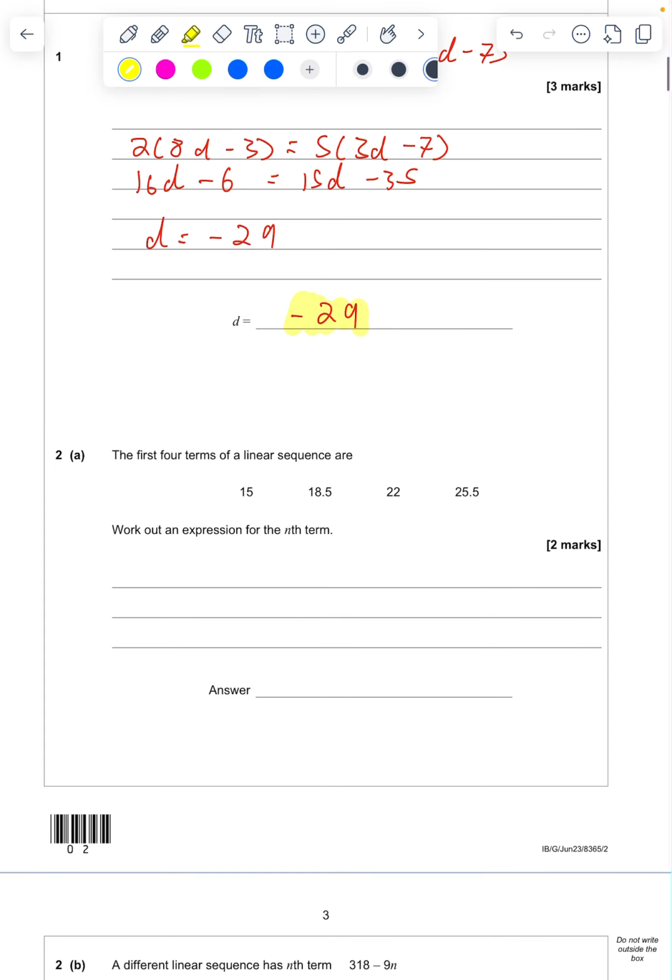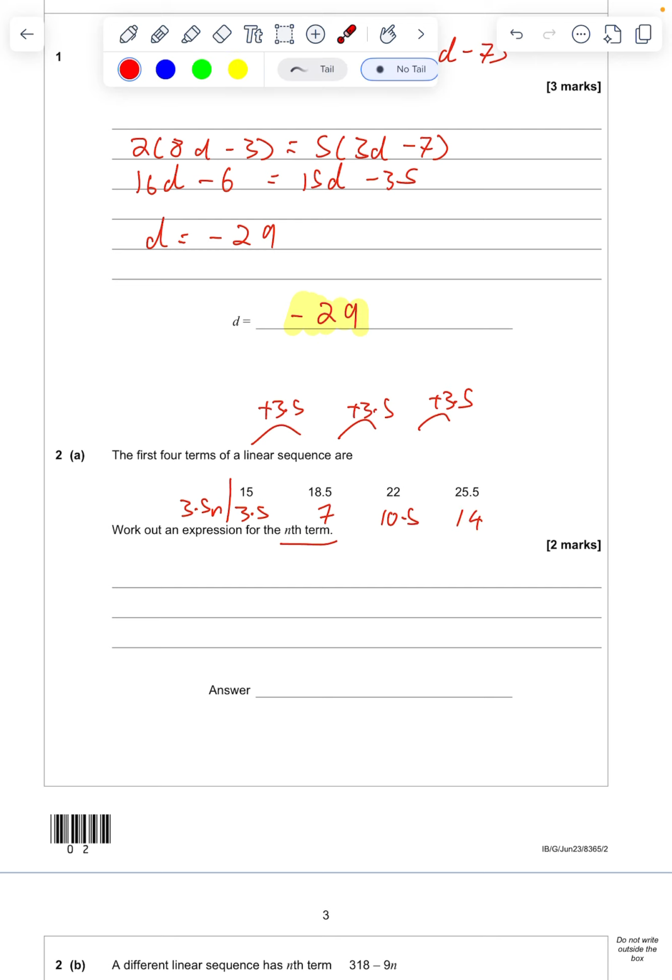Question 1 is done. Question 2, you've got the first 4 terms of a linear sequence given by this here. So linear, it should be increasing by the same number each time. Let's just double check that. So going up by plus 3.5 here, plus 3.5, yeah, plus 3.5. Good. Now to show a plus 3.5 increase in terms of n, you can write this as 3.5n. That's just going to be your 3.5 times table, as you can see over here.